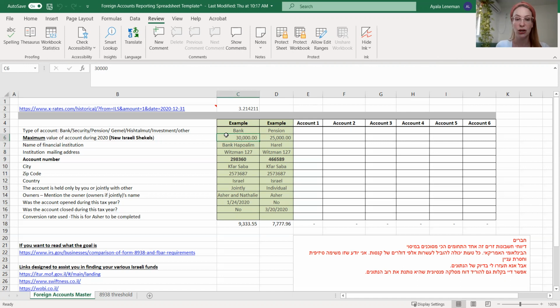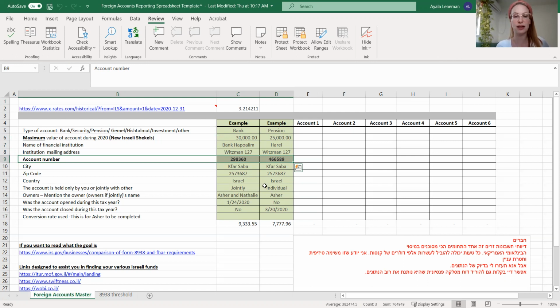You also need to let us know the name of this financial institution, the address, the city and zip code. The account number is also very important. For some foreign financial accounts, the institution uses your Teudat Zehut, which we would need if there wasn't an actual account number. If there's an actual account number, please list that. If not, then you can list your Teudat Zehut.